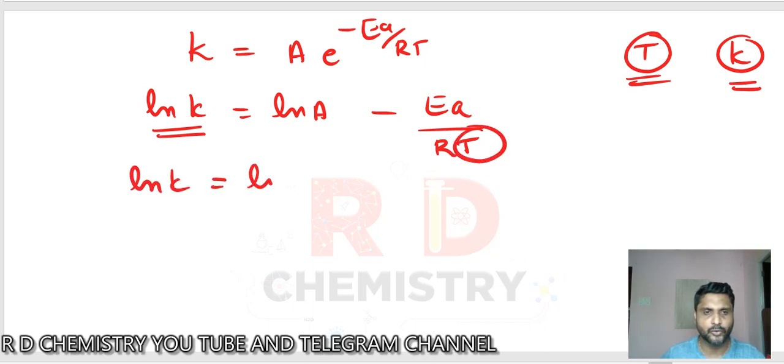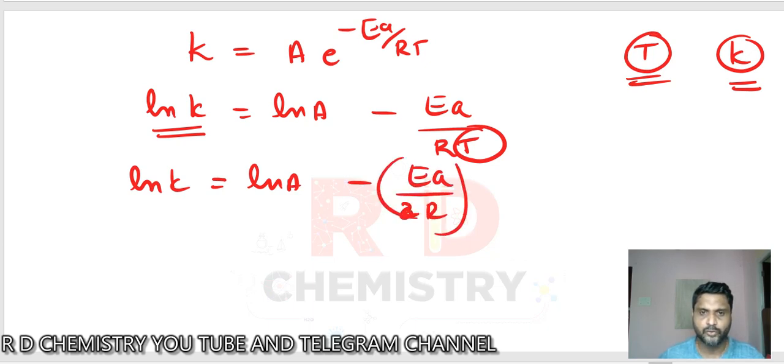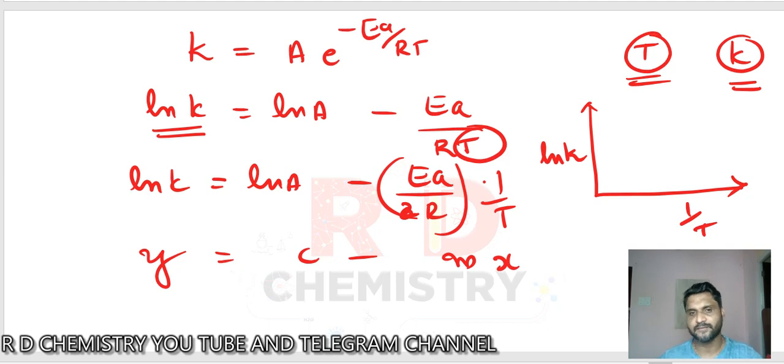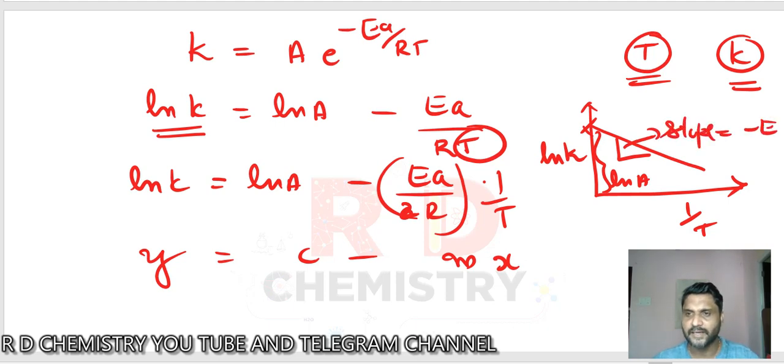I can write this one: ln k is equal to ln A minus Ea divided by R, into 1 by T. So 1 by T, temperature along the x-axis, this will be mx plus c, and along the y-axis ln k. So if I plot the graph, along the y-axis ln k and 1 by T along the x-axis, I should get a straight line, this kind of straight line, and the slope is negative. Whatever intercept is there, that is equal to ln A, and the slope of this one is equal to minus Ea divided by R. Okay, clear?